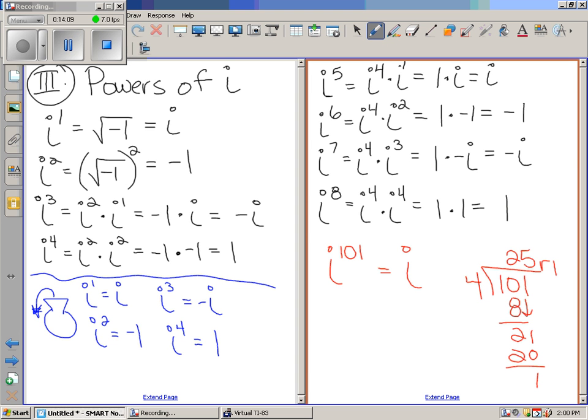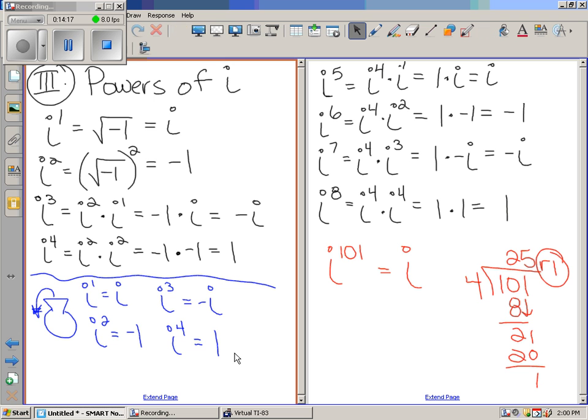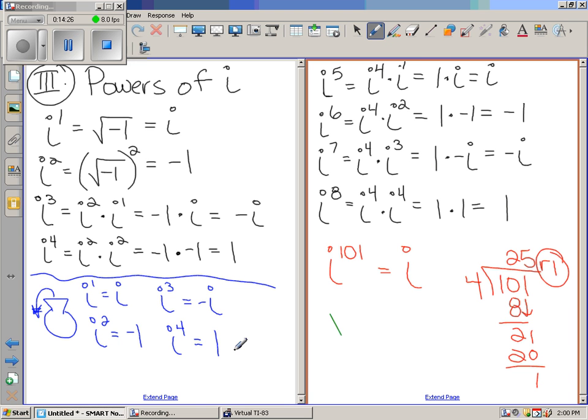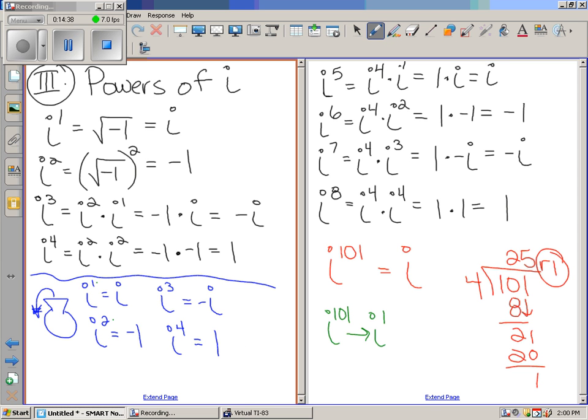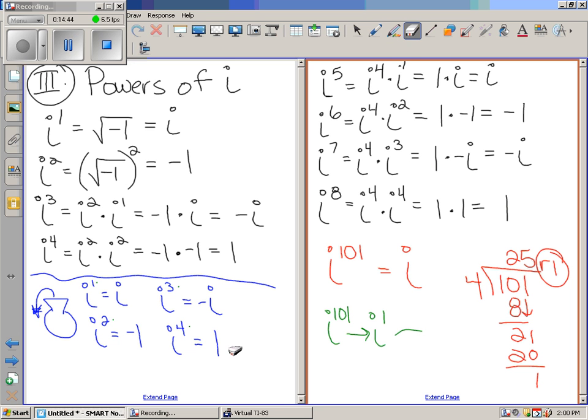And this means that there are 25 even groups of 4 and a remainder of 1, which means after you had gotten done counting through these, 1, 2, 3, 4, 5, 6, 7, 8, 9, 10, 11, 12, guess which one you would have stopped on? 1, which means i to the 101 is really the same thing as i to the first. In other words, the remainder is the number up over here that you're looking for. And so i to the first is just what? Is just i. In any event, that's all I got for you today.